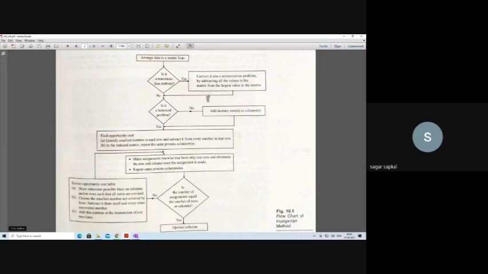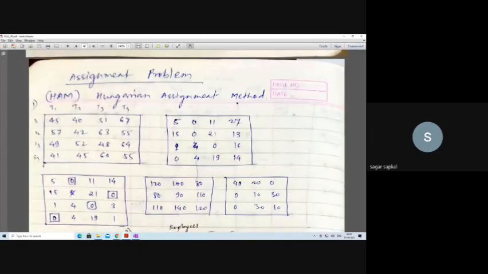And then again make the assignment row wise and column wise, and repeat the process iteratively so that you will get the problem solved. Okay, so how to do that? We will take one problem. Let us take this problem. Take down this. There are n number of ways or methods to solve it.